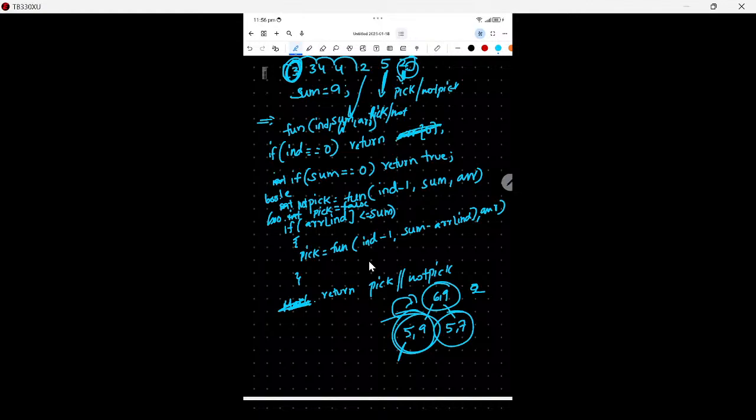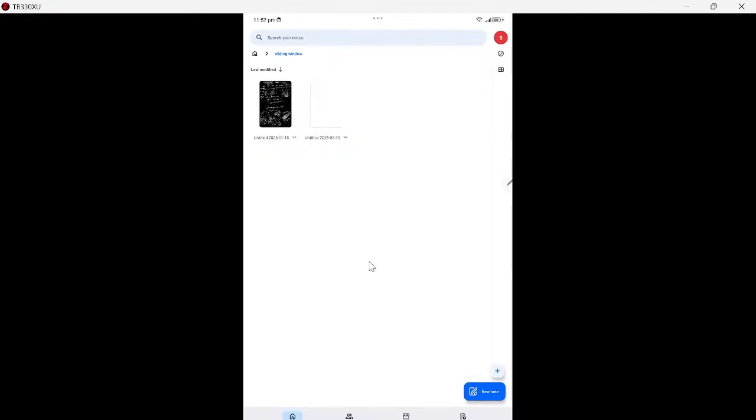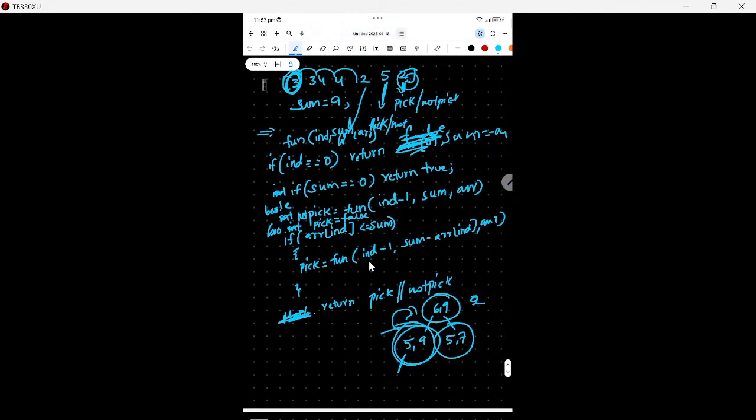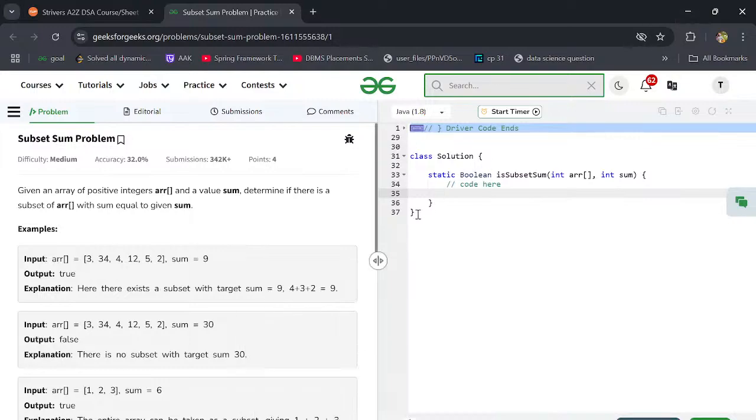Why, if index equals 0, return? Let's return false. How not return false? Check whether the required sum is equal to array of 0 or not. Check if the required sum equals array of 0. And that's it. More than that, there's nothing else.